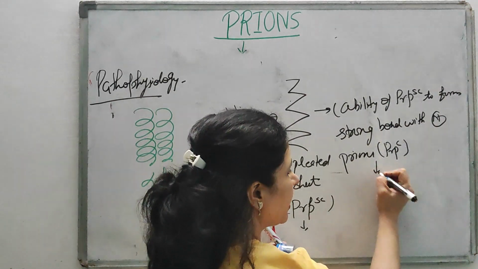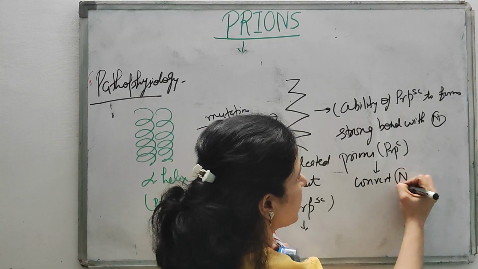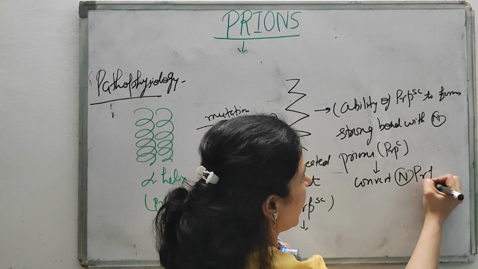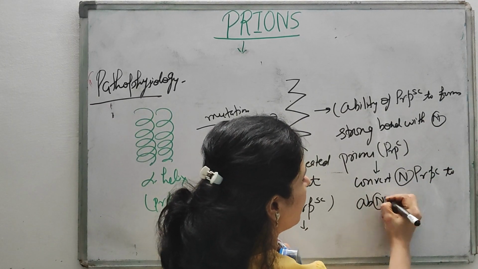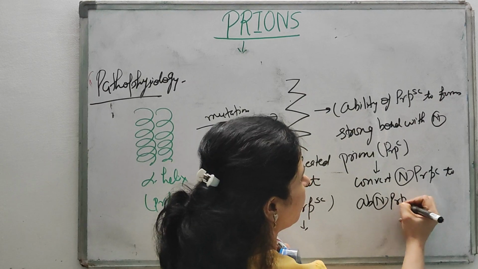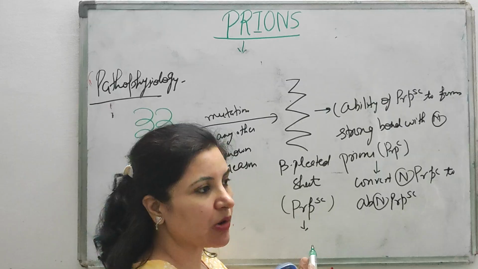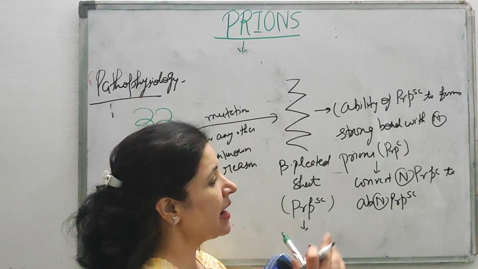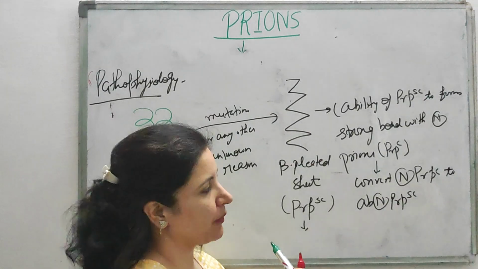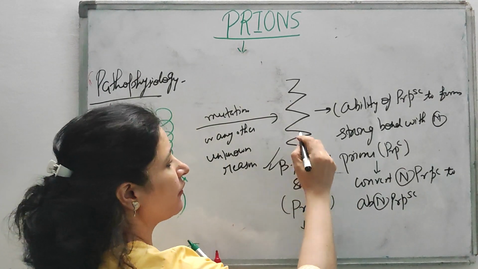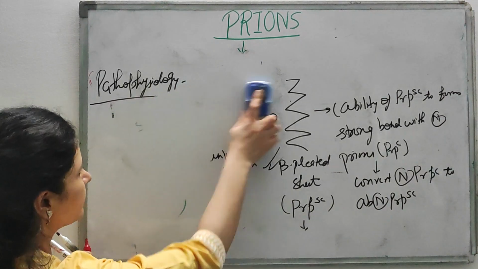Okay, and what will they do? They will convert normal prions. That is, they will convert your normal PrPC to what? Abnormal PrPSc. That is, your normal prion protein which is present on the cell membrane of your neuronal cell is converted into your infectious particle, that is infected prions. So this is the ability of this beta pleated sheet. How it will do this, I'll just show you.